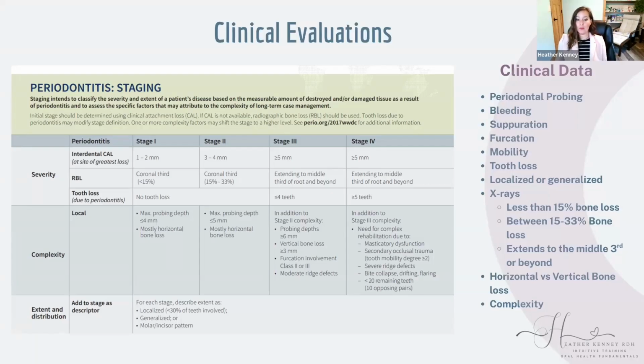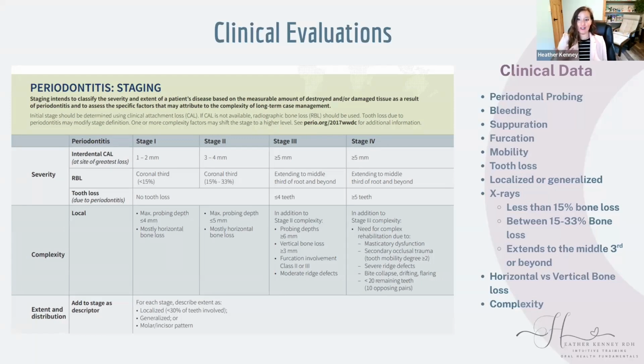We should be marking bleeding and separation. We should be marking our furcation areas, mobility, tooth loss, and whether it's localized or generalized. And we need to be looking at our x-rays to know exactly how much bone loss is present. Is there less than 15%? Is there between 15 and 30%? Does it extend beyond 1/3? Right? That gives you the staging and grading of disease.